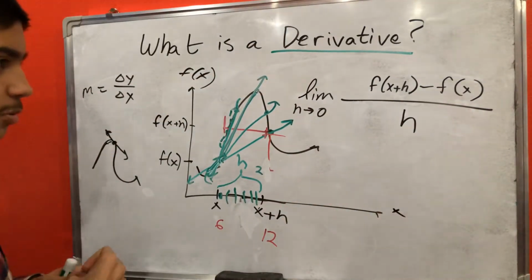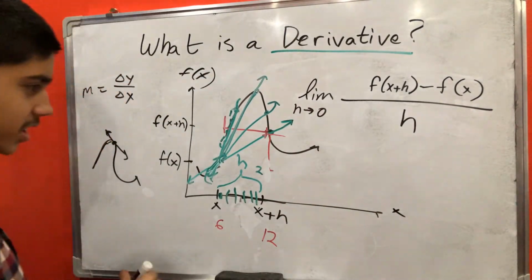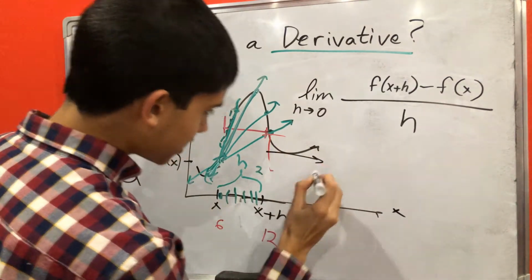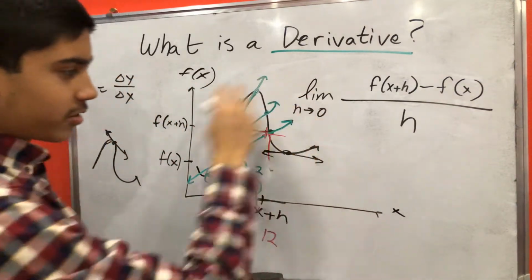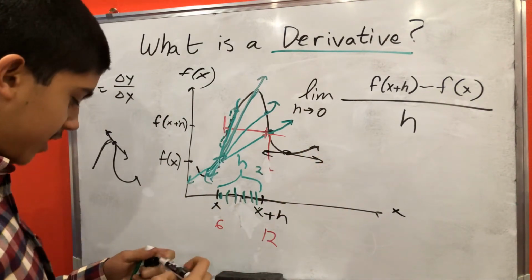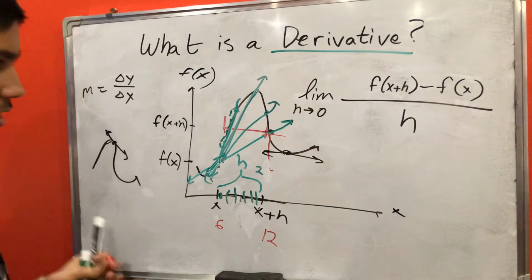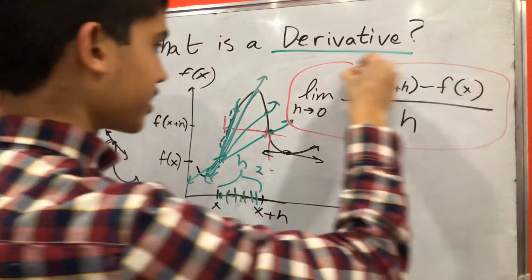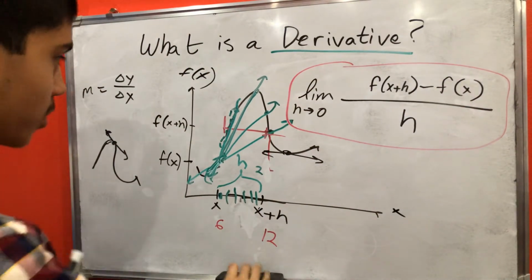And there you have it. That's what our derivative is. It's basically telling us the rate of change for a very curvy function. So this will be our derivative. Now using this definition, let's do a quick example.